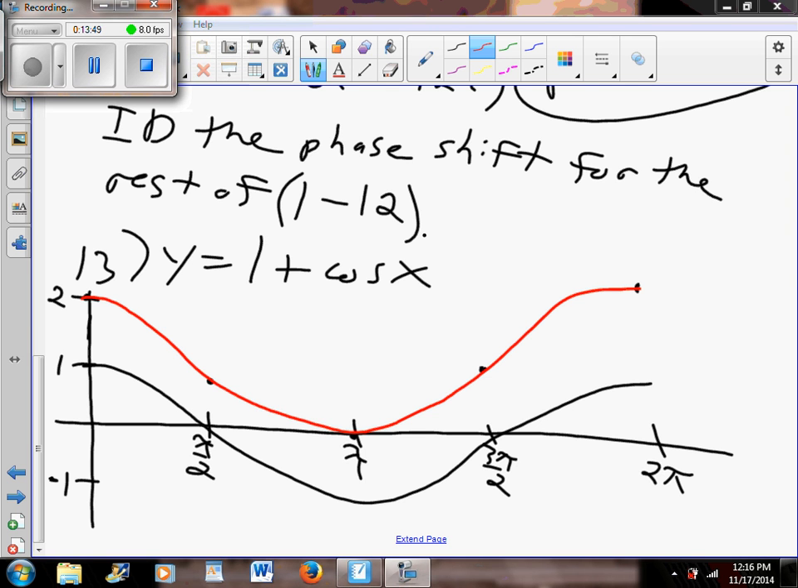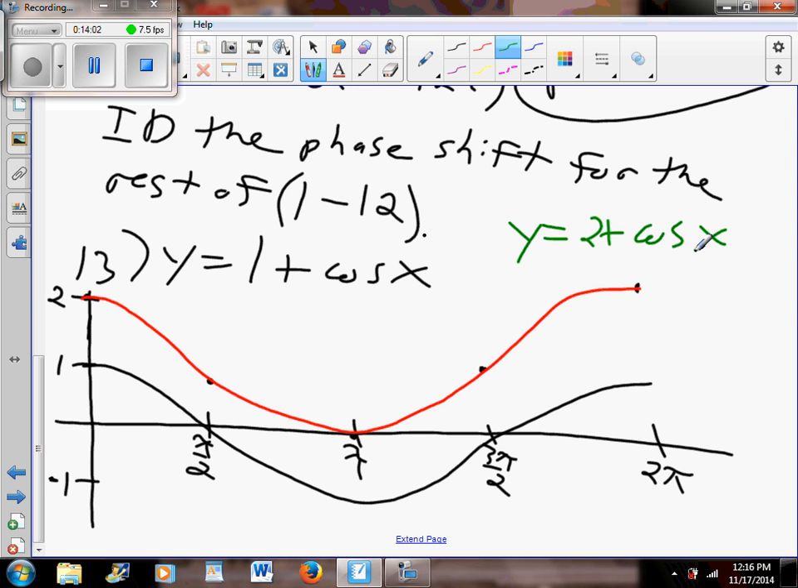If this were 2 plus cosine x, the only difference would be, if the equation was y is equal to 2 plus cosine x, then all the points are shifted up. I'd have to draw my graph up to 3. All of this would get lifted up to 3, and it would look like this.